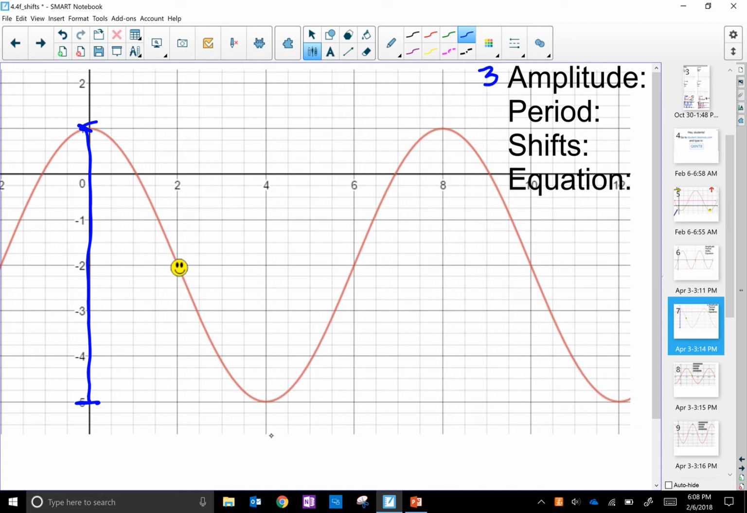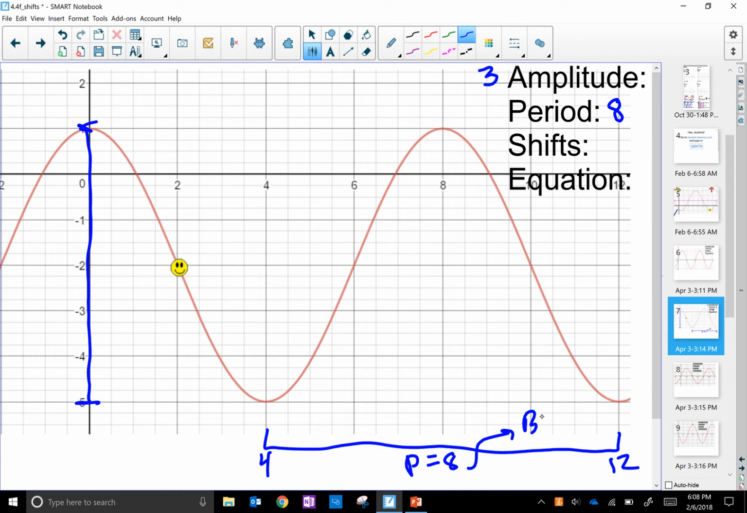Period would be the distance between a cycle of the graph. So if we're going from 4 to 12, that means that my period is 8. So my period is 8, which implies that the b value that I'll need for my equation is 2 pi over the period. That would simplify to pi over 4.